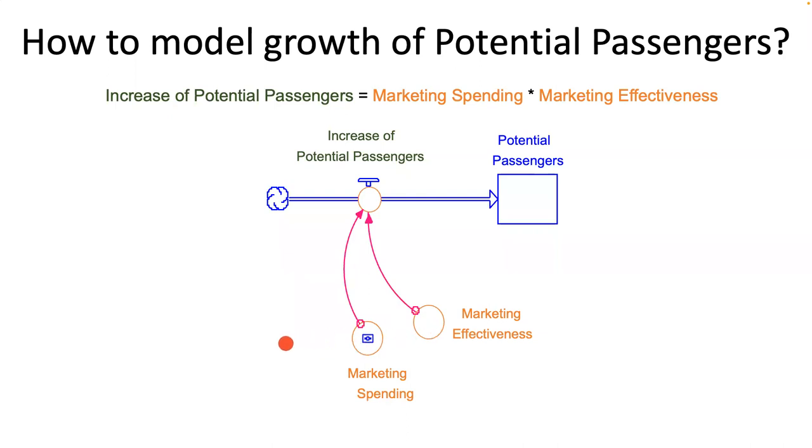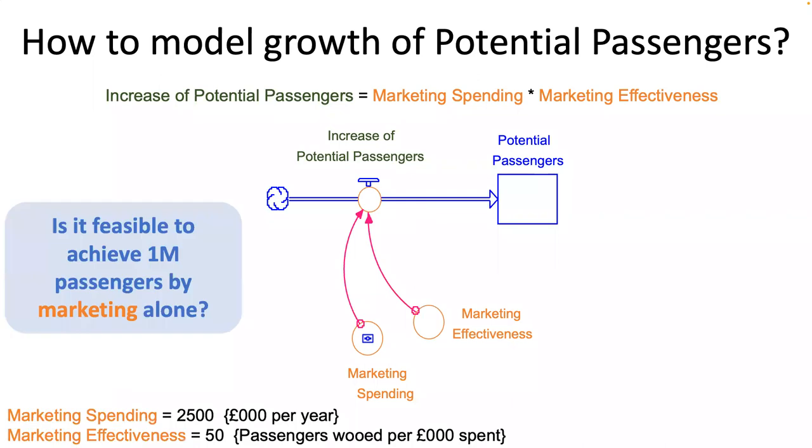And we have a little slider, which allows us to adjust our level of spending in our sim. And then we've got marketing effectiveness. So for every dollar we spend, how many passengers do we turn over with that? Hopefully we have some data on marketing effectiveness we can put into that. And then we can say, just by advertising alone, how much money do we have to spend in order to achieve our 1 million passenger threshold?